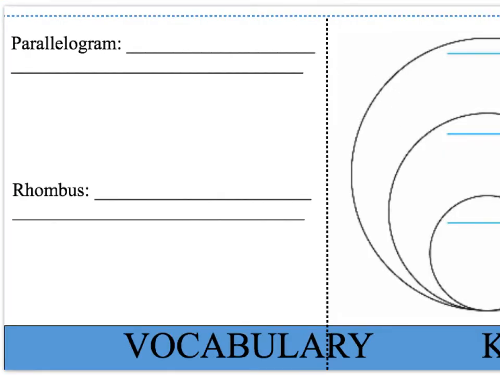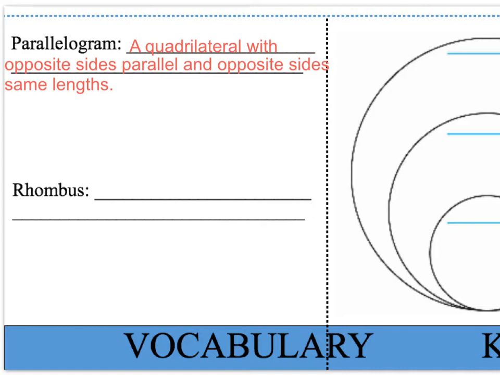A parallelogram is a quadrilateral with opposite sides parallel and opposite sides that have the same lengths. So it looks like the same definition as a rectangle, but the only thing is a parallelogram does not have 90-degree angles. So it looks like something like this. Four sides, two sides that are equal, another two sides that are equal, but we do not have 90-degree angles.